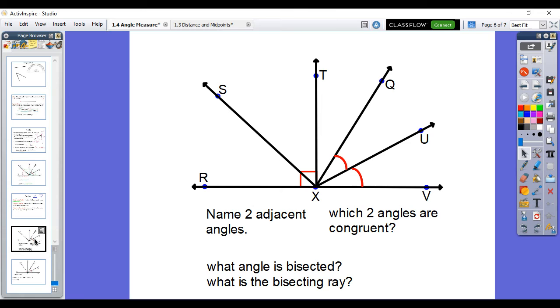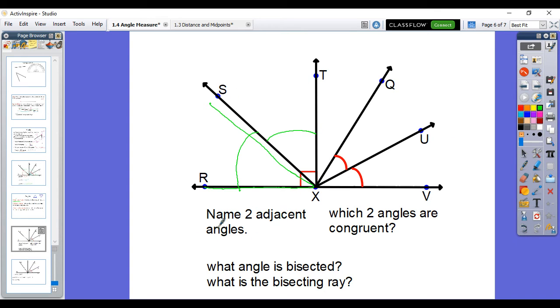So let's kind of look at this right here. For example, let's take this angle right here, RXS. What angle is adjacent to it? It doesn't have to be equal to it, it just needs to be adjacent to it. What angle is adjacent to it? This one right next to it. So we're talking about this angle right here. This is the angle right next to it.